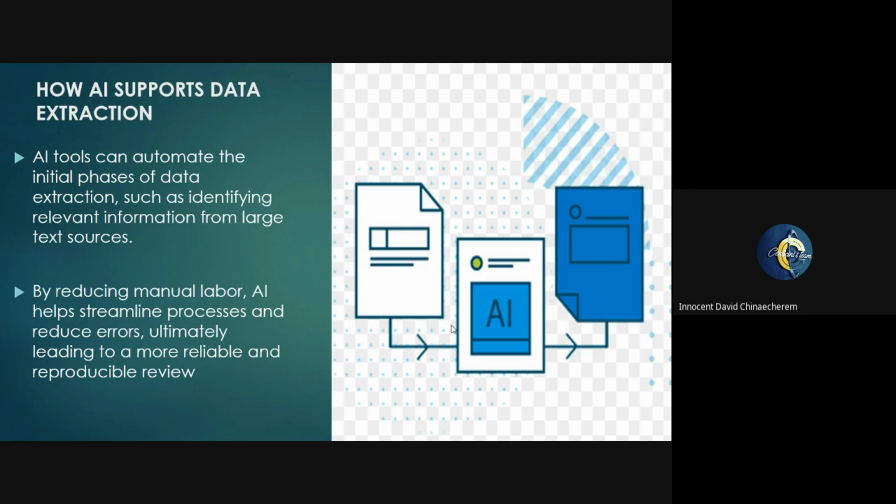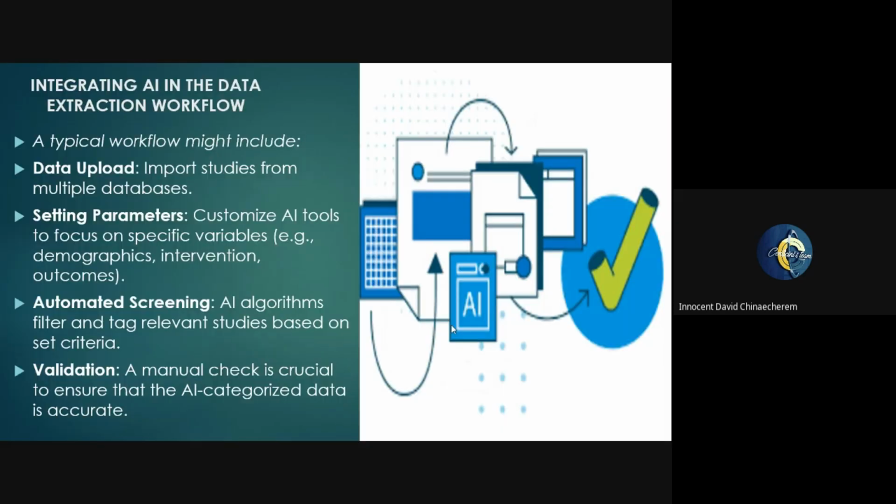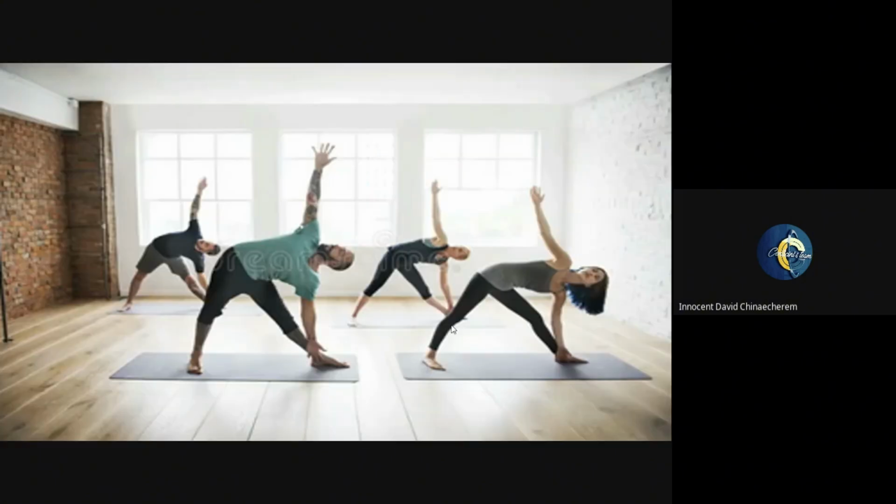How does AI support data extraction? By bringing down large complex data, and it also reduces manual labor, right? Some of these tools could be Covidence, Distiller SR, Robot Reviewer, Rayyan. So to get that done, you upload, you set the parameters, just as I give the prompts, and automatically it screens, and everything becomes easier.